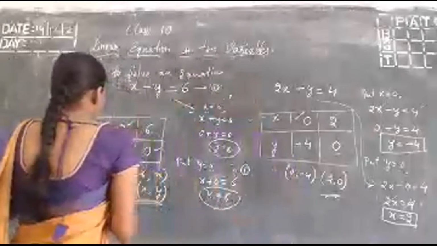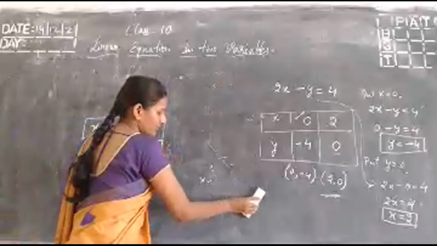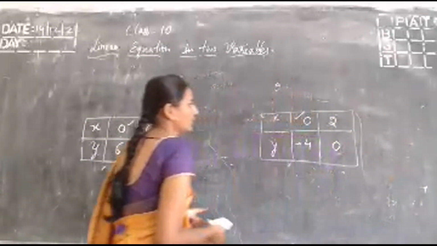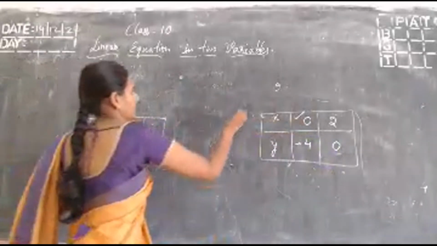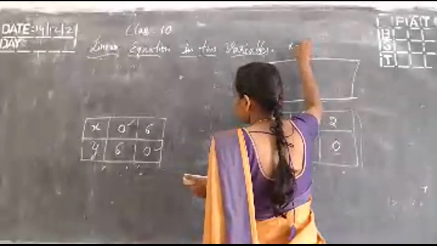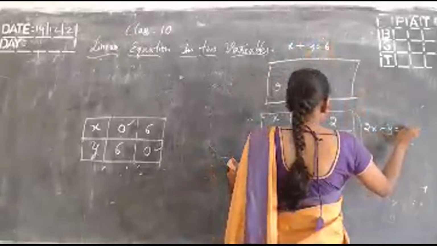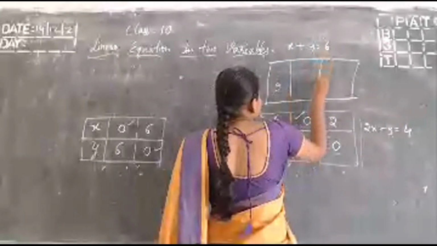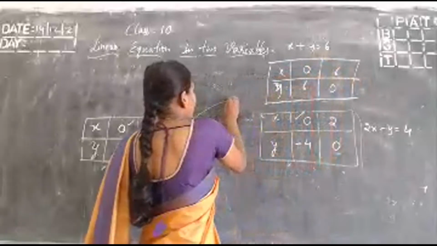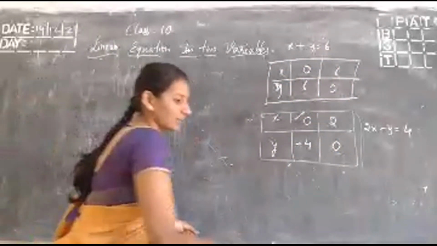Next, we have these two values. Don't take notes. I think you know how to plot the graph. Again, no need to tell. This is of which equations? X plus y is equal to 6 and 2x minus y is equal to 4. X, y, 0, 6, 6, 0. This one I have written here. Why I am explaining this, I will tell you later.